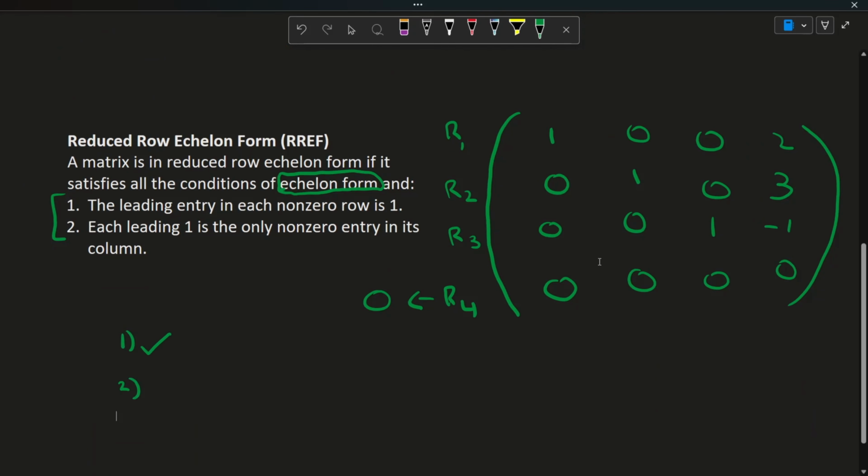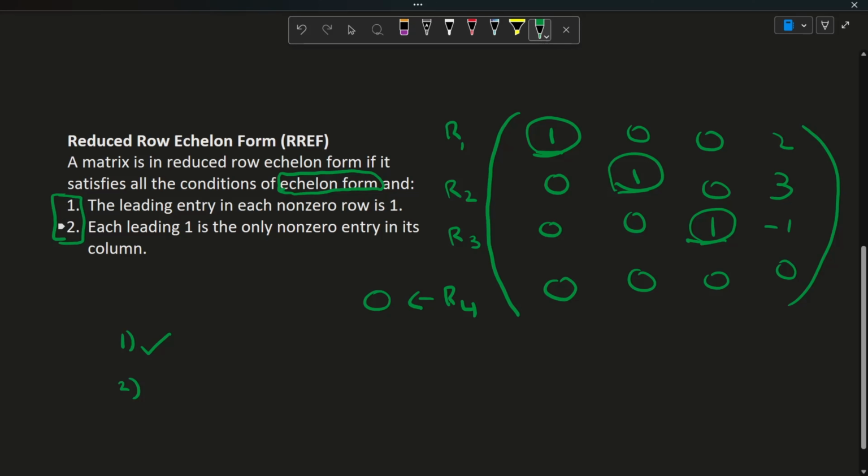Let's look at the second. We know that the second rule states that the leading entries, which are these three, have to be to the right of the one in the row above them. So this one should be to the right of this one, and it is. And this one should be to the right of this one, and it is. So that's great. Now we know that the conditions of echelon form are satisfied. But that's not all. We have to check these two rules as well.